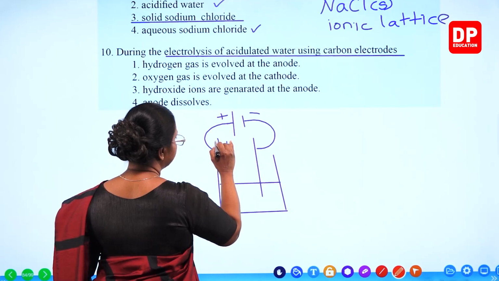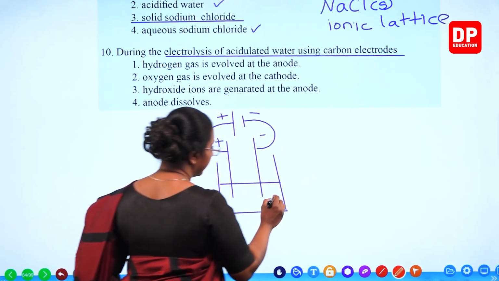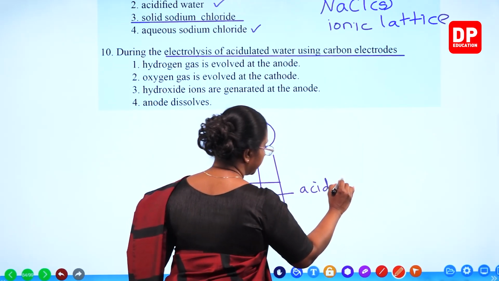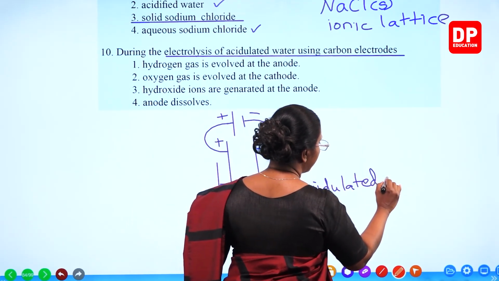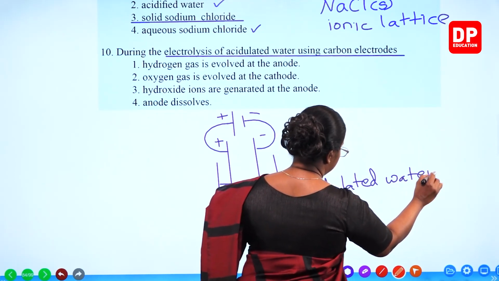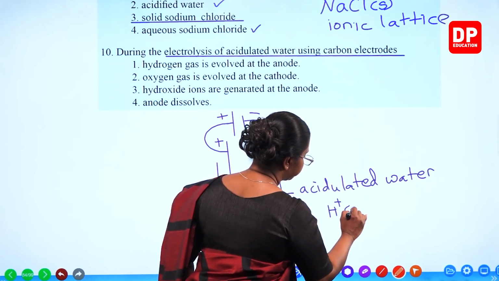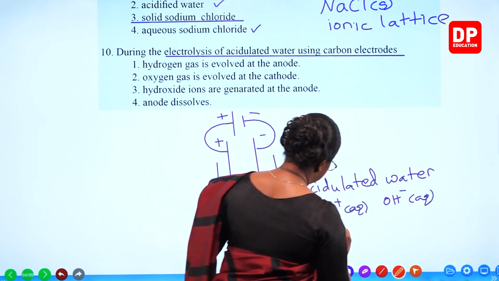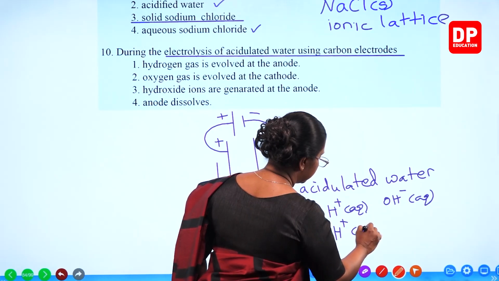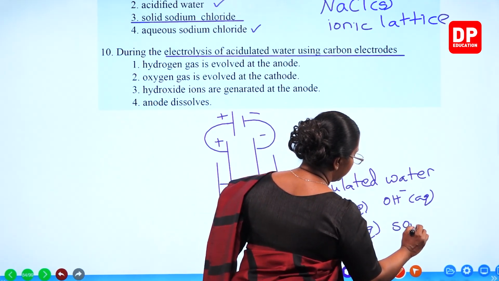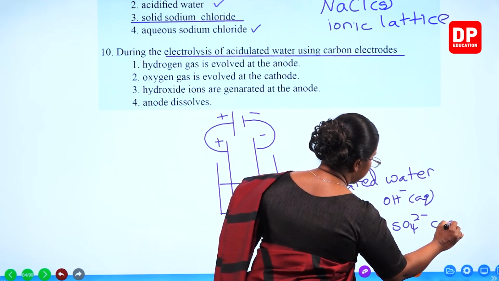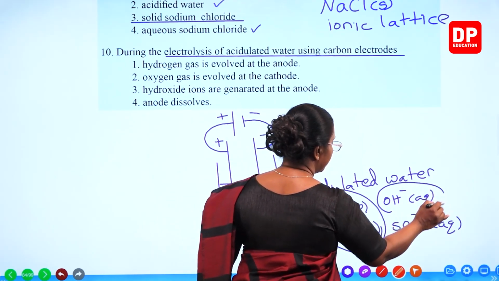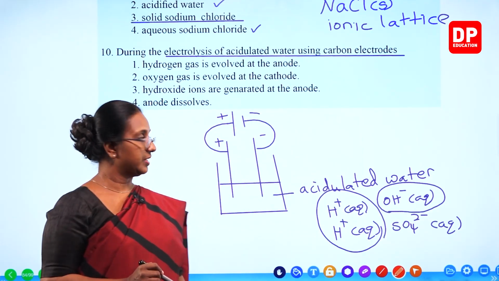So positive, negative, these become positive and negative. This is acidulated water. In acidulated water, what do we have? H plus, OH minus, H plus, SO4 2 minus. So out of these, H plus will undergo reduction, OH minus will undergo oxidation.